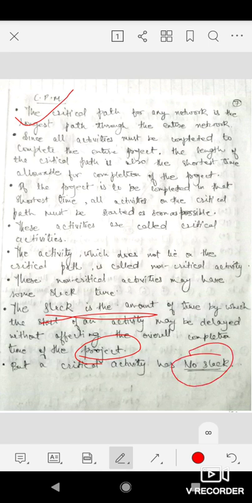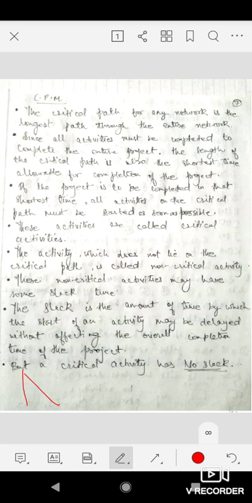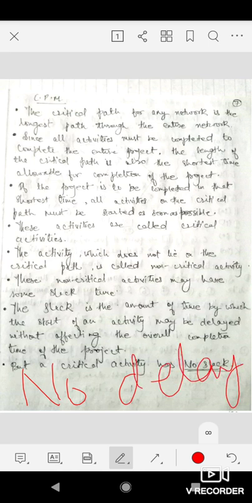It is very important: we cannot delay critical activities. No delay. We cannot delay critical activities because they do not have slack. They do not have extra time. If you delay a critical activity, then your project will be delayed. Your project duration will increase. So the activities which are lying on the critical path are known as critical activities, and we cannot delay them. They do not have slack.